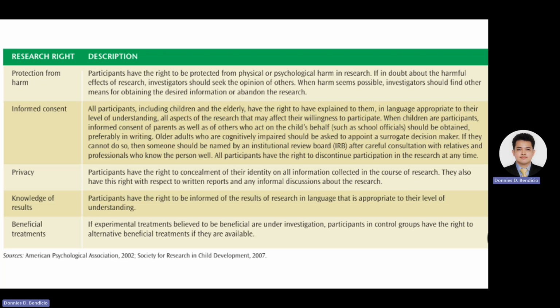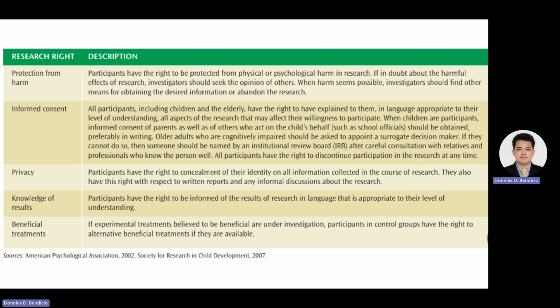Next is informed consent. When conducting research, for example, with adolescents, researchers must obtain informed consent from both adolescents and their parents or legal guardians. The consent process includes explaining the purpose of the study, procedures involved, and the potential risks and benefits. Adolescents and their parents must fully understand what participation entails before agreeing to take part in the research.